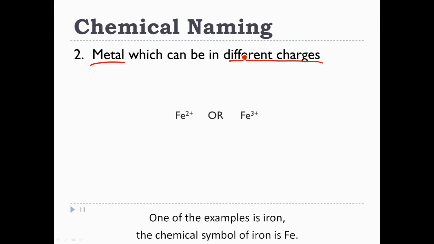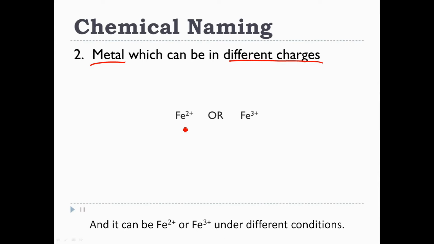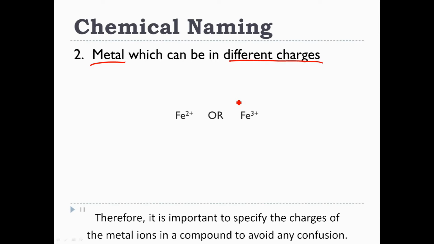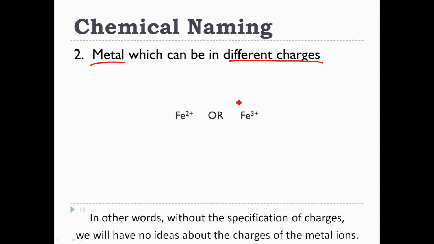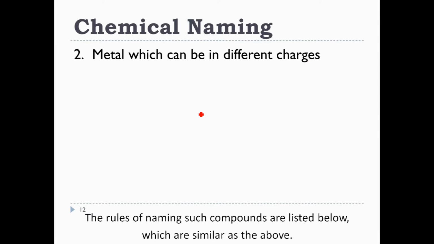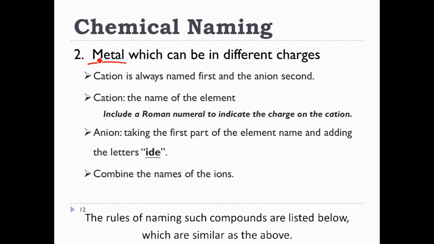One of the examples is iron. The chemical symbol of iron is Fe, and it can be Fe2+ or Fe3+ under different conditions. Therefore, it is important to specify the charges of the metal ions in a compound to avoid any confusion. In other words, without the specification of charges, we will have no idea about the charges of the metal ions. The rules of naming such compounds are listed below, which are similar to the above.